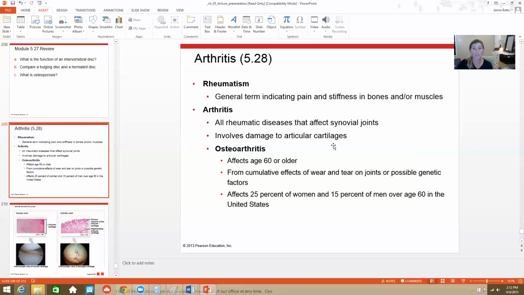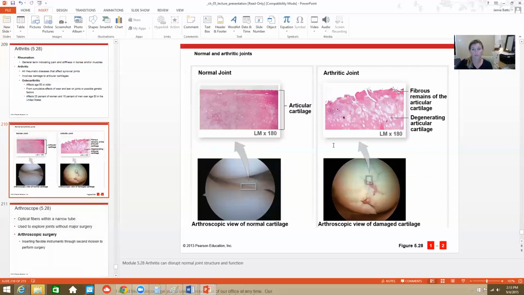Arthritis can be called osteoarthritis, depending on the cause. Osteoarthritis is just from wear and tear. This is going to happen if you overuse your joints. If you're a runner, you're probably going to get osteoarthritis in your knees eventually. If you're a swimmer, you might get it in your shoulders, right? Osteoarthritis is just from general wear and tear.